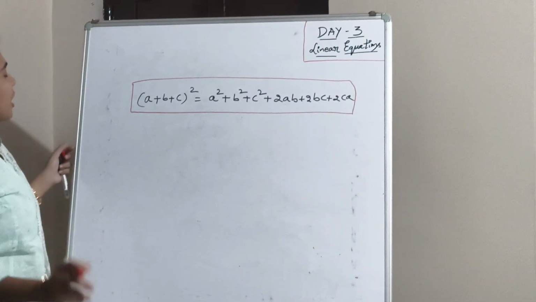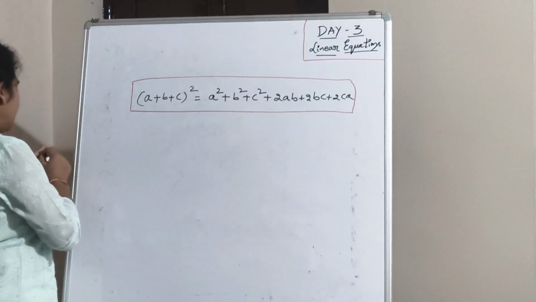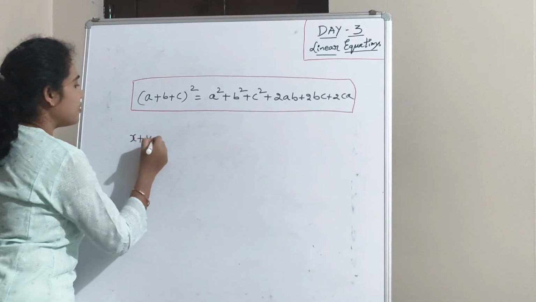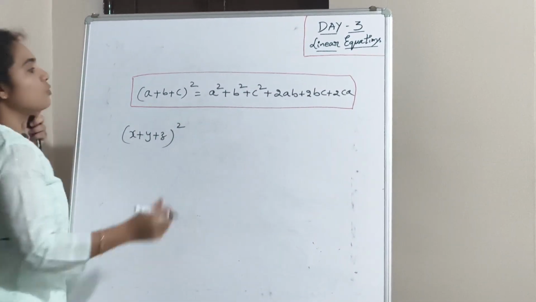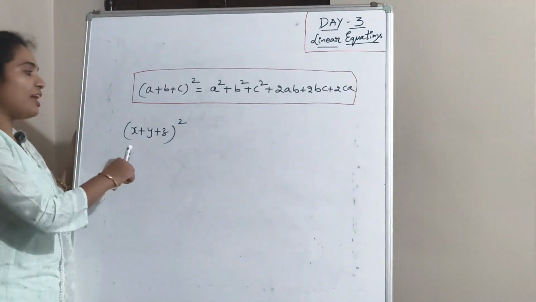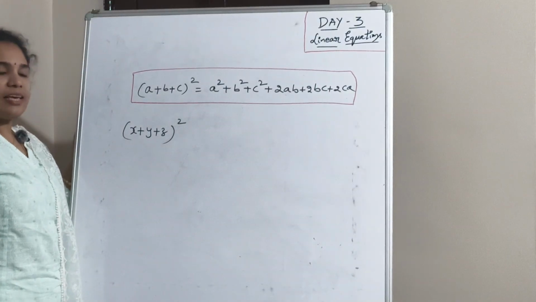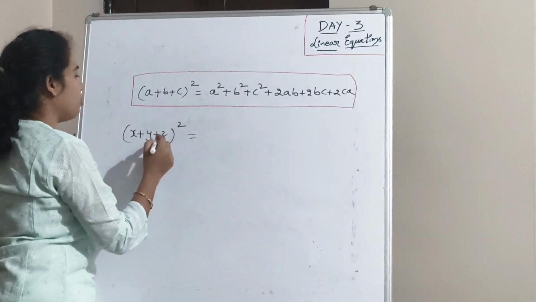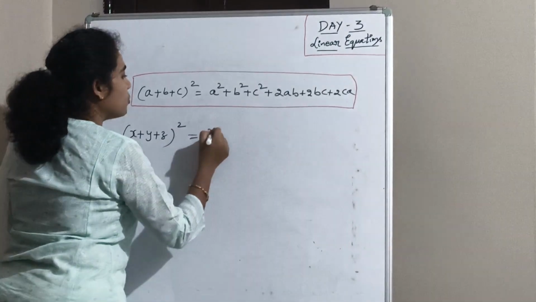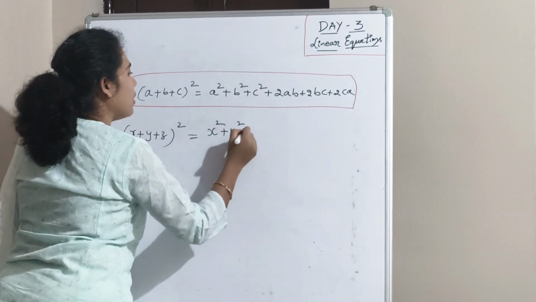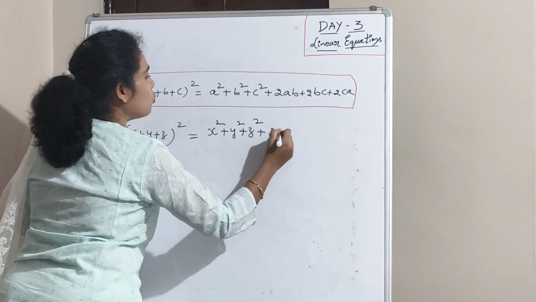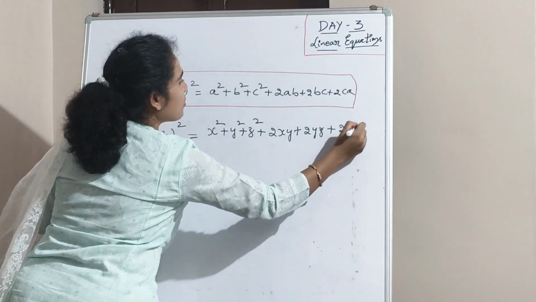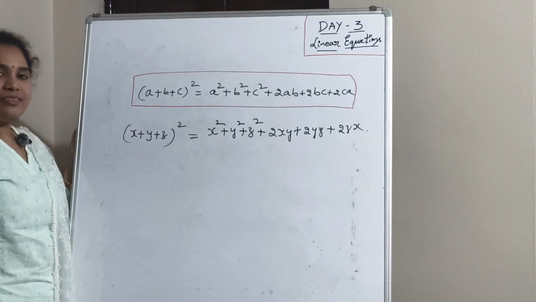Let me ask you one question. Can you expand (x plus y plus z) whole square using this identity? Can we find (x plus y plus z) whole square? Yes. Here also we have three terms, so directly you can use this formula. So x square plus y square plus z square plus 2xy plus 2yz plus 2zx. That's all. Very simple, right?